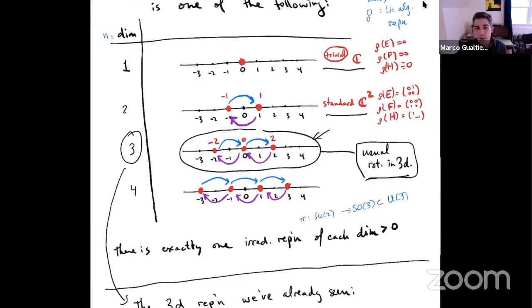Okay, and that is extremely different from U1. U1 had Z many representations, and they were all of dimension 1. This has only one representation in every positive dimension. So as long as you know the positive dimension and you know that it's irreducible, the representation is like this.